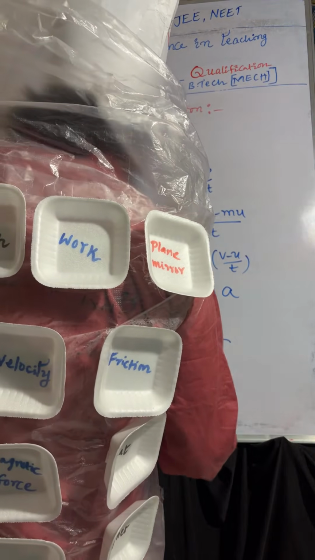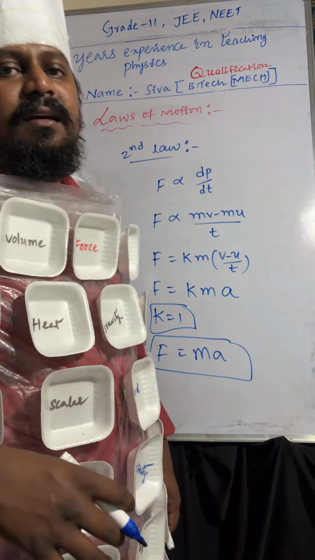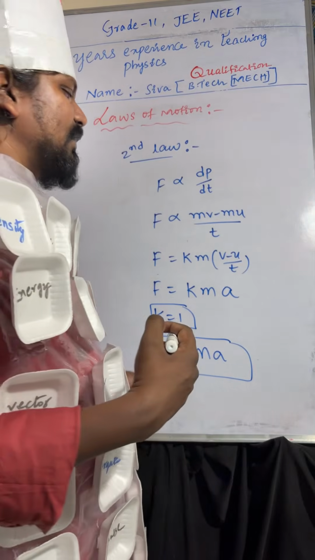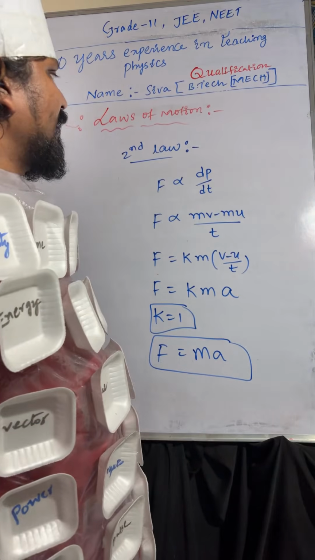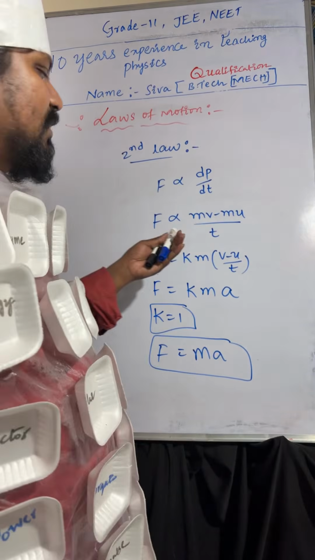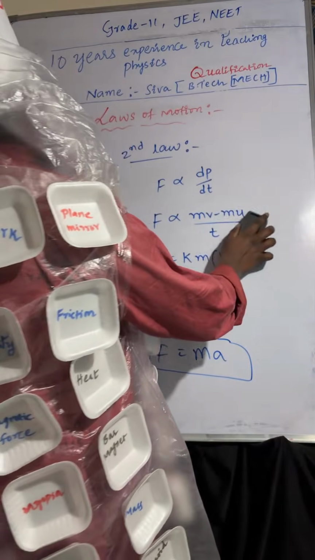So that's why F equal to ma. The net force acting on the body is equal to the mass of the body multiplied by the acceleration of the body. F equal to ma. Understood or not? We can also take it as the rate of change in momentum. Is it clear? Right, next one.